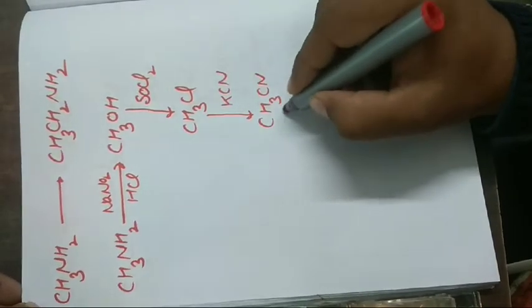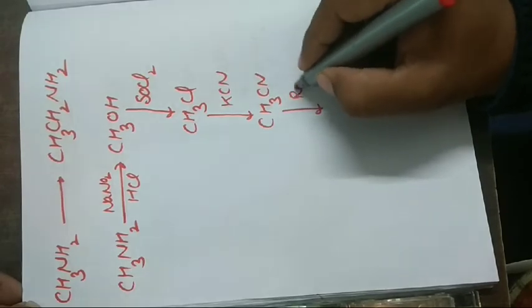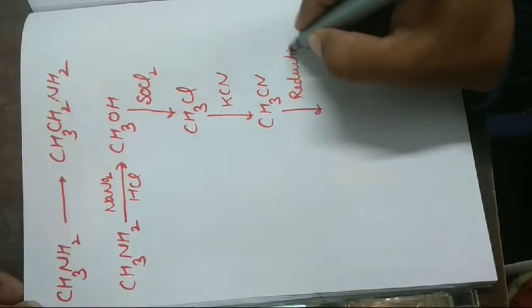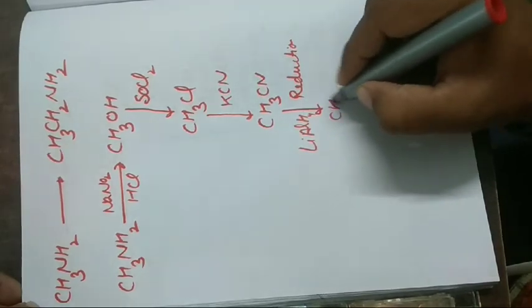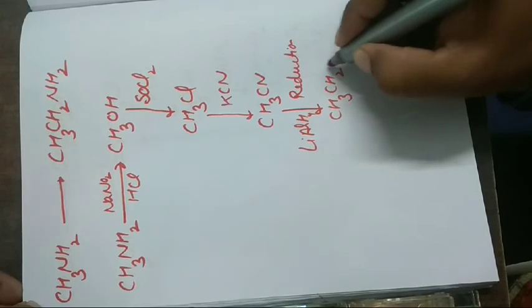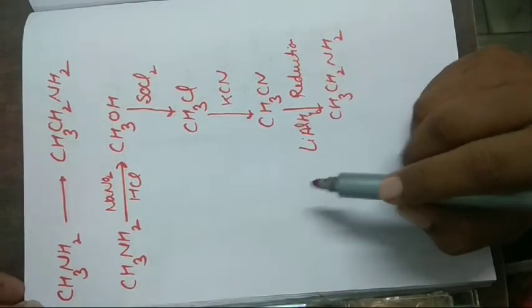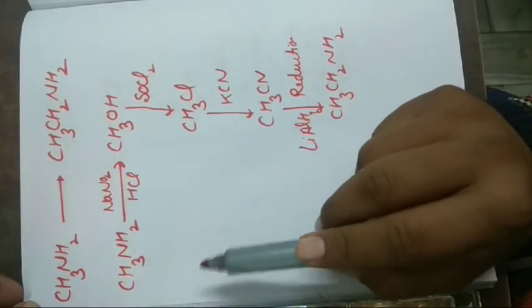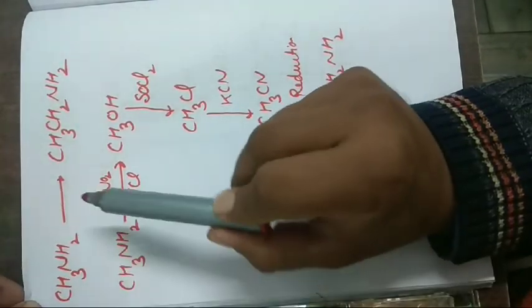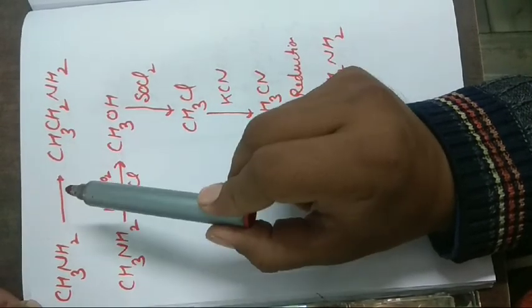Now this alkyl halide can be converted into cyanide by our main reaction, the linking reaction, giving CH3CN. Now we can repeat the previous process. We use reduction by LiAlH4, lithium aluminum hydride, and we will get CH3CH2NH2. So we got that product. By using this method, we can prepare the product of a step-up reaction of the same family. Thank you.